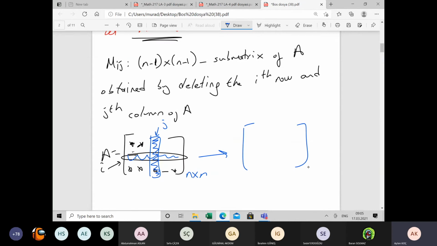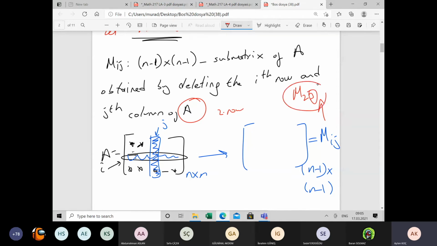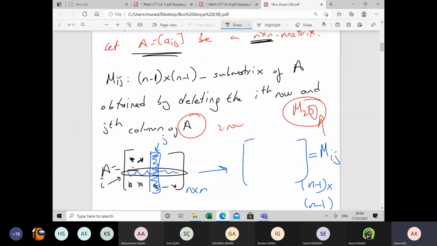Yes, this one is denoted by capital M sub ij. It's okay. For example, M 2,3 means take the matrix A and delete the second row and the third column, and so we obtain M 2,3. It's okay. So this matrix is called the minor.